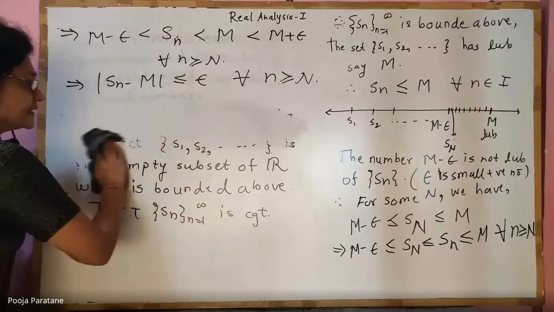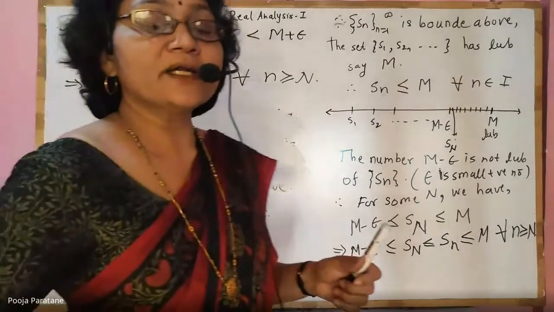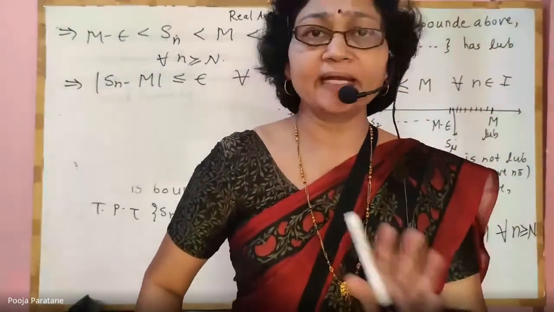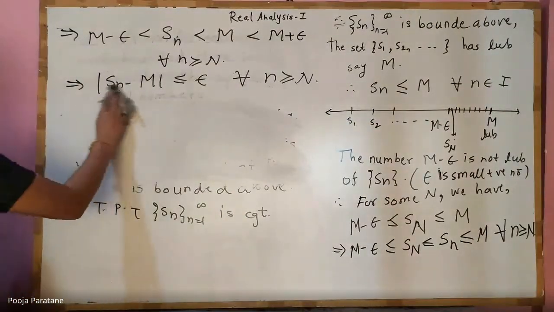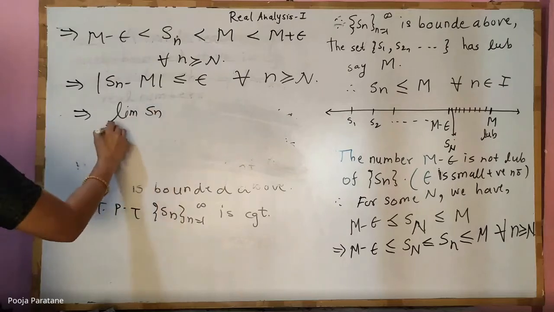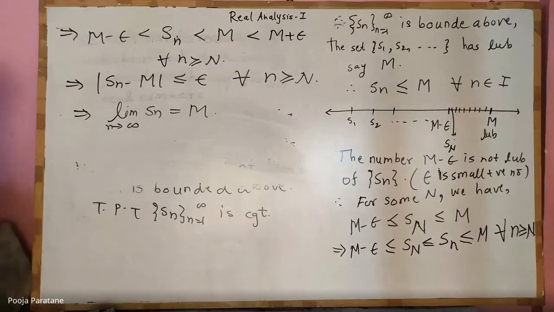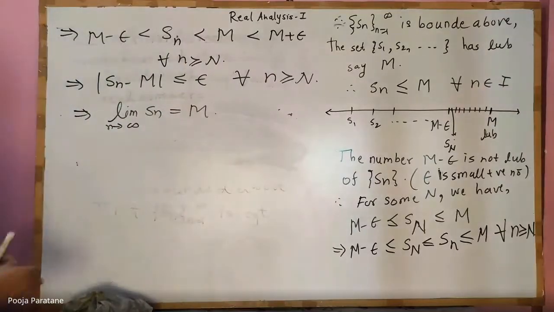So here the interesting thing is that the sequence is not only convergent, but it converges to M. That is the upper bound of that sequence. So very interesting thing and very useful term. So this implies the limit of Sn as n tends to infinity is equal to M, if we have assumed that it is the least upper bound of the sequence.